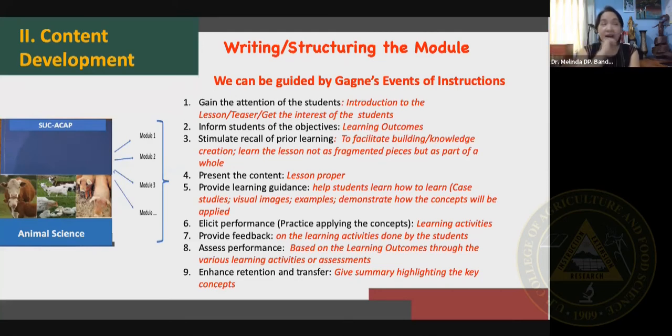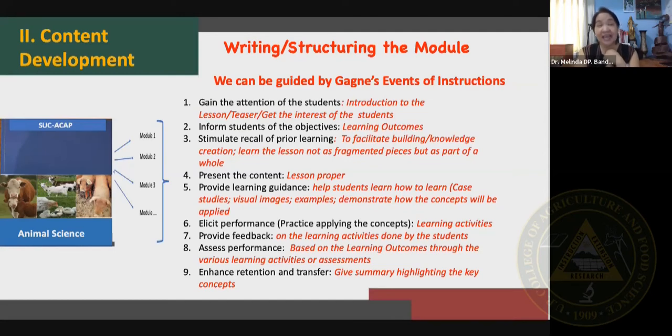At this point, I also want to introduce one other component which we are using at UPOU when we are developing materials. Aside from the writer who is the expert in the field, in that particular area, meron pa kaming tinatawag na subject matter specialist who will review the content, the technical content, etc.